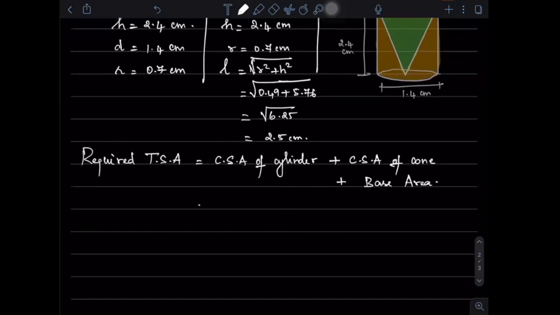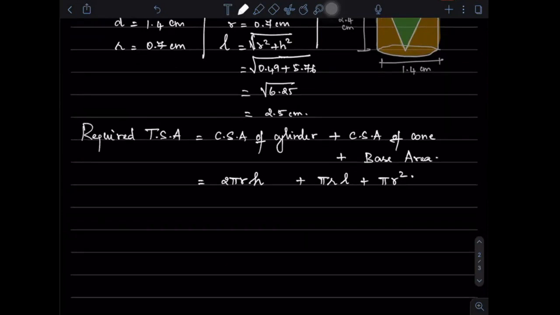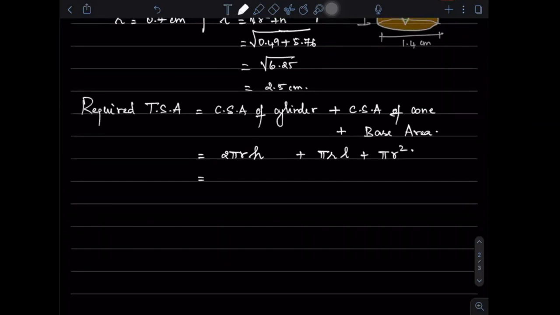So what is it now? What is the CSA of a cylinder formula? 2 pi r h. Please write the formula. Everywhere you should write the formula. 2 pi r h plus pi r l plus pi r square. Okay, I told you how to do the simplification. So therefore you substitute all the values.